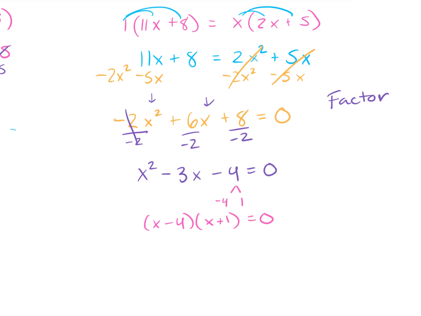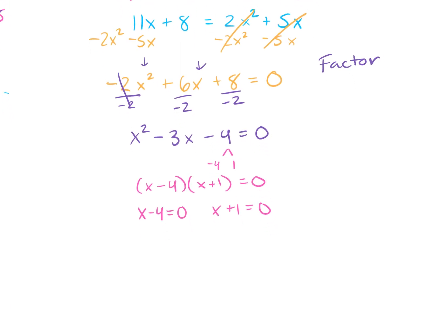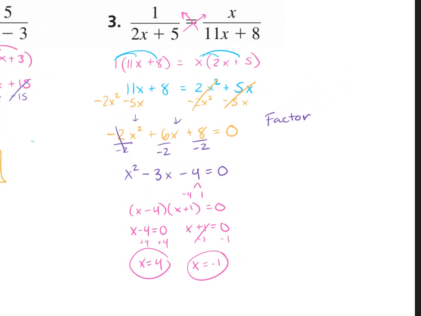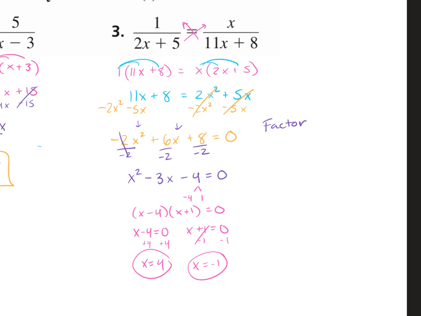What would I do next? Set them equal to 0. So x minus 4 equals 0. X plus 1 is equal to 0. And then we just solve them each. So I would add 4 to both sides. So x is equal to 4. Subtract 1 on both sides. So x is equal to negative 1. So we have two answers here.